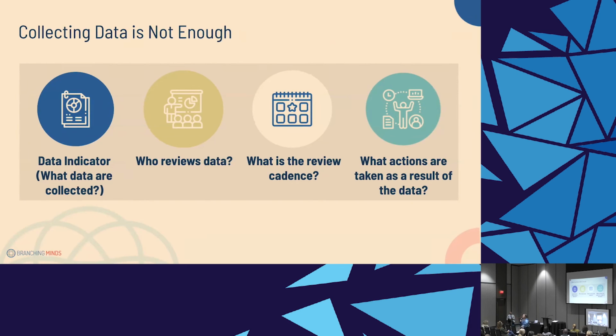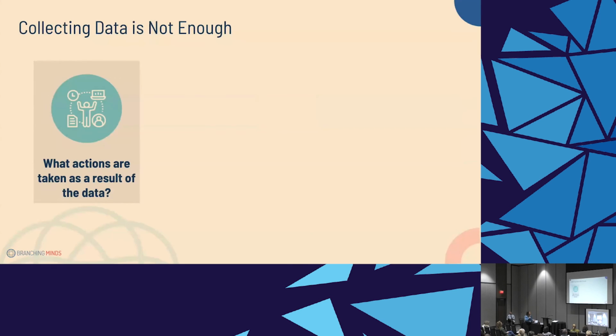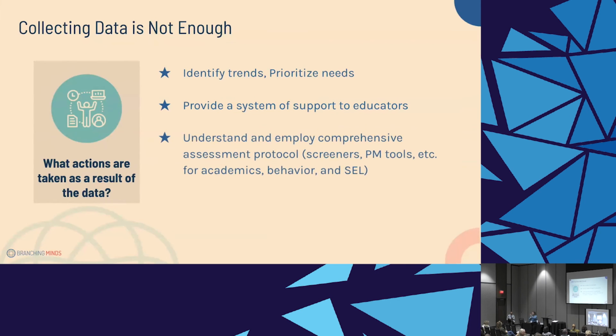So really, you've got to look at what you're doing. What's the indicator? Who's going to review it? What's the cadence at which you're going to look at it? And what are the actions that you're going to take as a result? What actions can you take? Linked right back to those drivers, identify the trends and prioritize the needs.